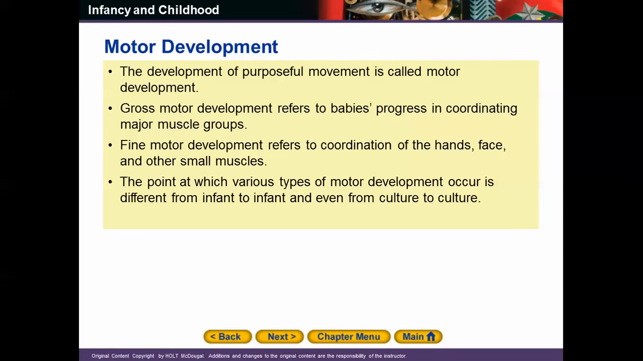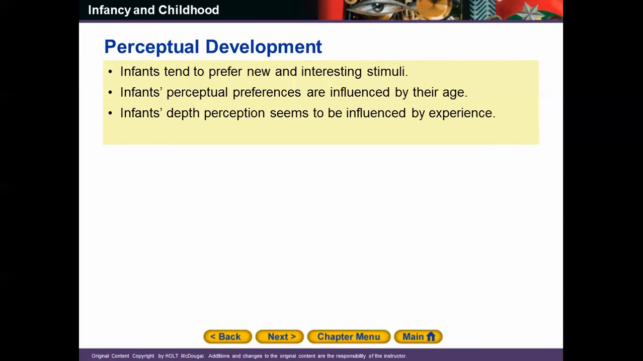However, fine motor development refers to the coordination of our hands, face, and other small muscles. When we talk about fine motor development, you're talking about the ability to pick up a Cheerio with 2 fingers. And the point at which infants reach these milestones is different from infant to infant and culture to culture. Again, perceptual development is like I was saying: when we talk about perception, like what we can see and hear, infants really tend to prefer new and interesting stimuli.